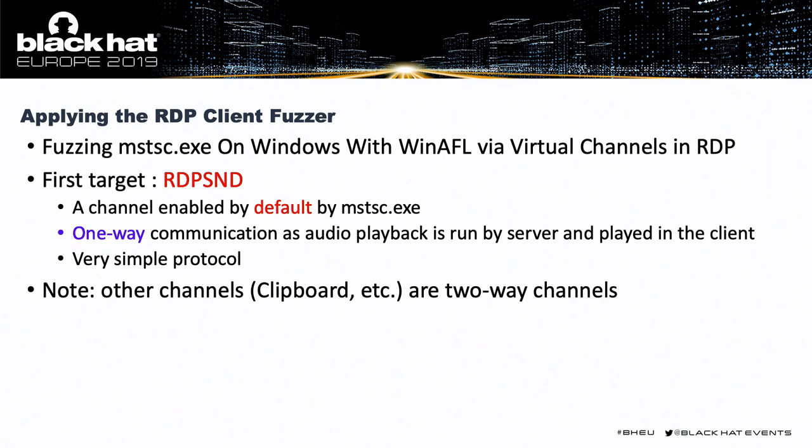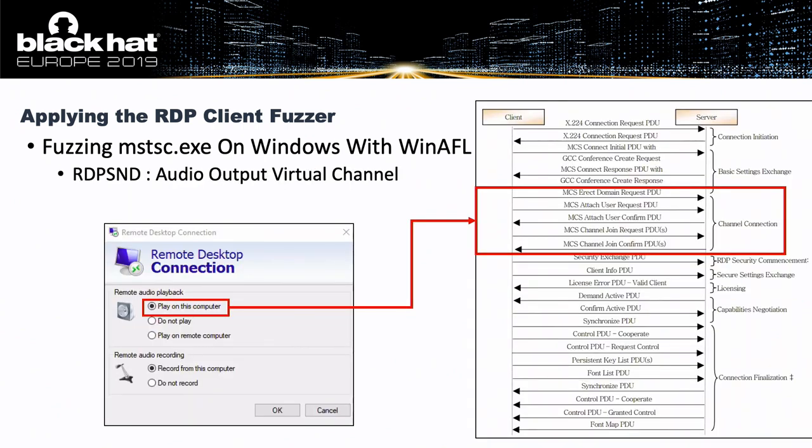Now, applying this to the RDP client, there are several virtual channels that are enabled by default. Among them, we targeted the RDPSND channel first, which functions as audio output. The reason is that the audio output function only needs to send data in one way, from the server to the client. Note that other channels are two-way channels. The option for audio output is the 'Play on this computer' box, as follows. If this option is disabled, the server cannot send data to the client using the RDPSND channel.